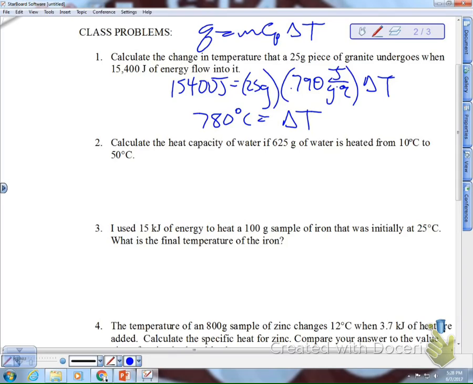Number 2, calculate the heat capacity of water. And 625 grams of water is heated from 10 to 50. So this time we're still looking for Q. The mass is 625 grams. From the table, water has a very large specific heat of 4.184. This is not exactly what's on the table.